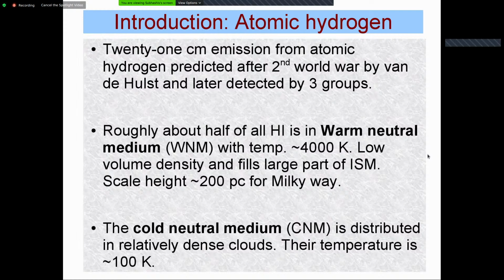So that is for the warm neutral medium. Now this has low volume density and fills a large part of the interstellar medium with a scale height. Scale height means that the density, compared to the disk, starts decreasing as you go up along the galactic plane, and that decrease roughly becomes half. That means the density is half if you go up by 200 parsecs for the Milky Way. So this is roughly called the scale height.